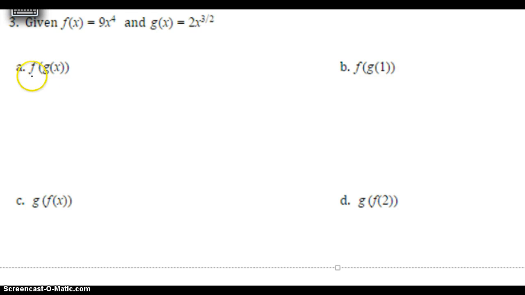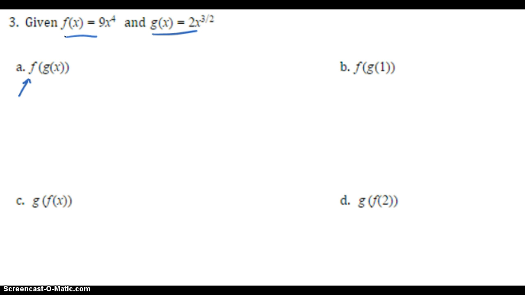Here we're asked to find the composition of f of g of x, with f and g defined up here. We're going to look at that outer function, which is this one, and replace the x's with a big fat placeholder. So instead of saying 9x to the fourth, we'll say 9 times whatever we're plugging in, to the fourth. What we're plugging in, in this case, happens to be g of x. So we're going to plug in 2x to the 3 halves.